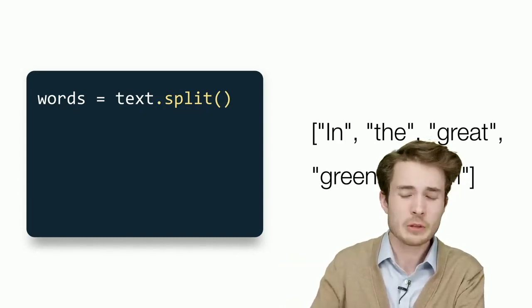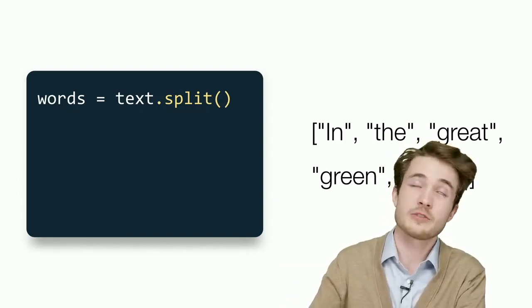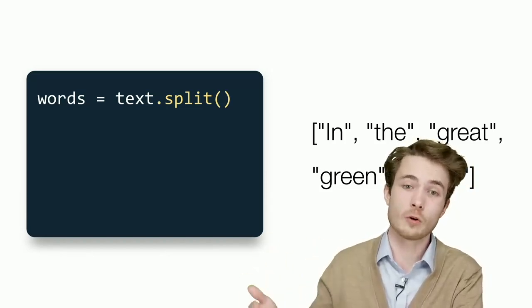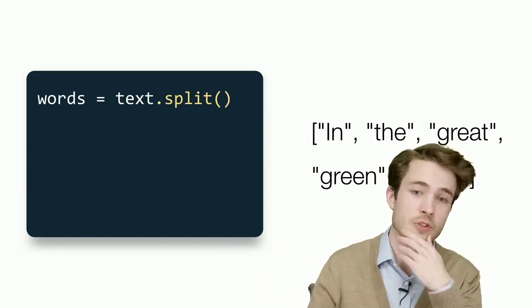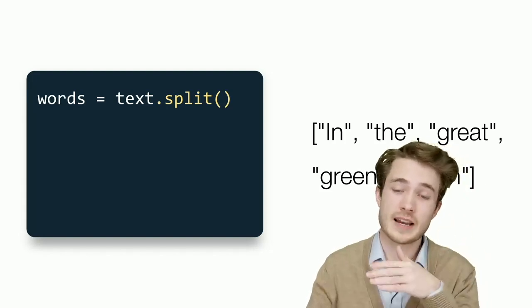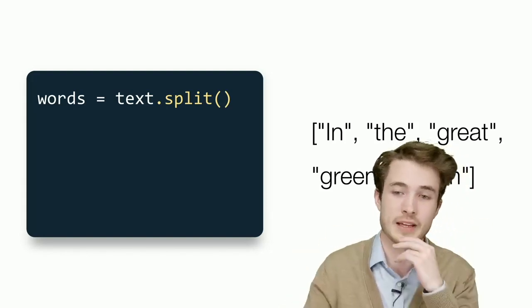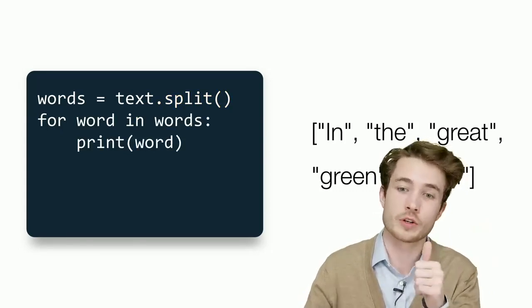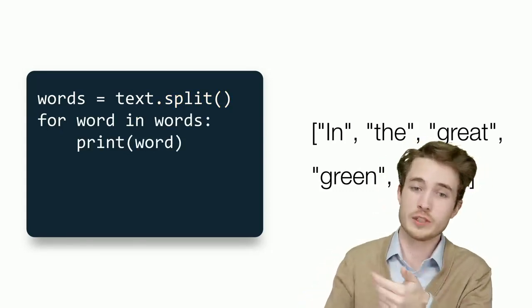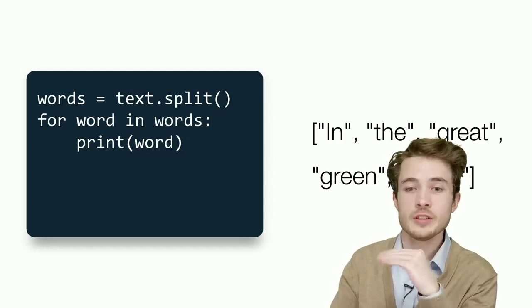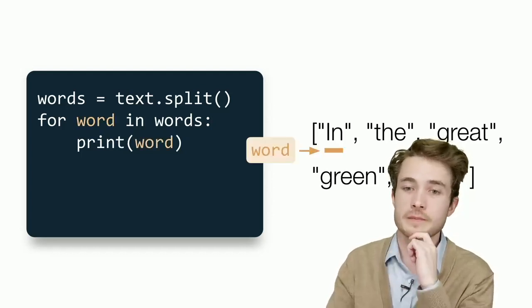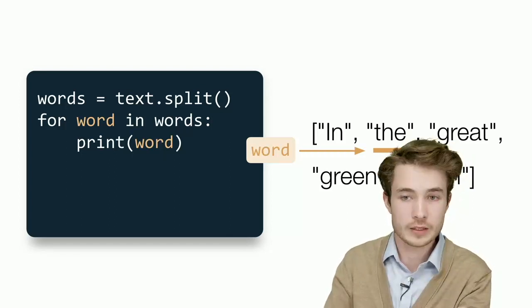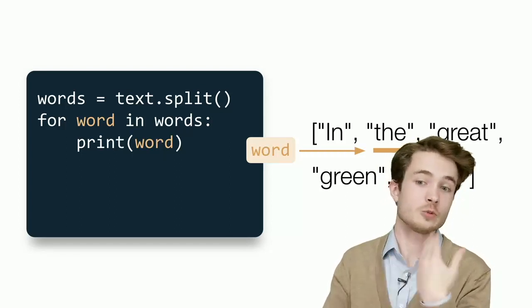Okay, so now that we've split our text into individual words, let's actually see how we can loop through these words as a whole. So if we then use our for blank in blank syntax with a list as that second blank there, we could say for word in words, let's print out the word. And what this will do for us visually is say on this first iteration, word will get the value in. And on the second iteration, word will get the value the. And on the third, it'll get the value great, and so on.